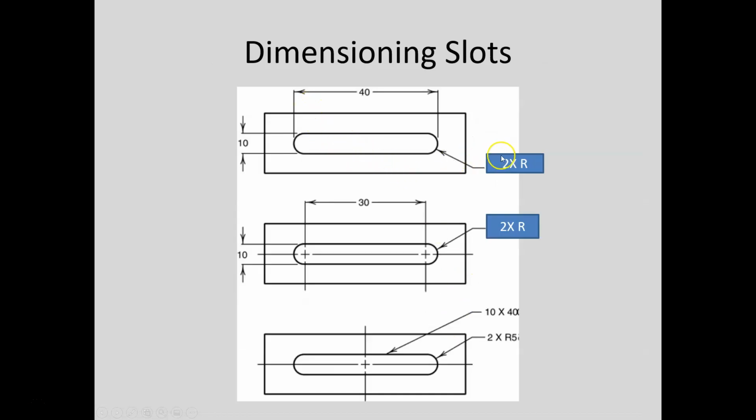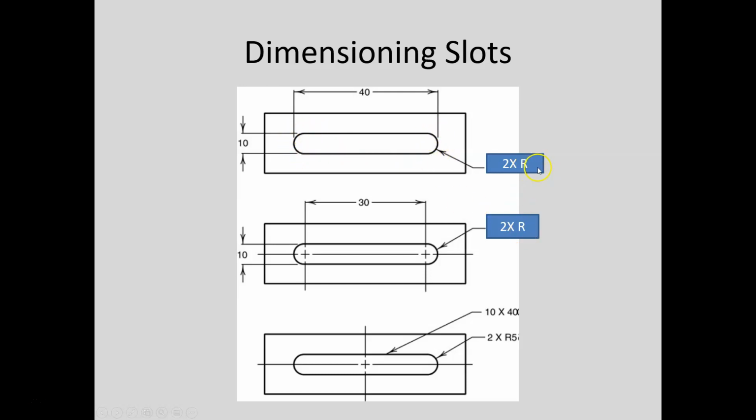Slots. All right, so here's 3 examples of how we dimension a slot. This, by the way, is not preferred, even though it's appropriate. I mean, it's okay. It's not preferred. Notice here that we include a 2 times R. Am I missing the dimension here? No, I'm not missing the dimension. This is meant simply to inform that this is a circular radius, and there's 2 of them.